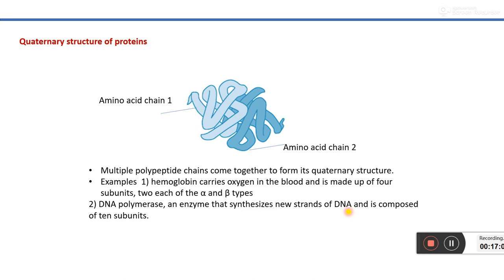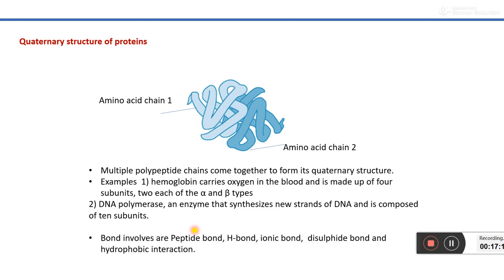The same types of interaction that contribute to tertiary structures also hold the subunits or polypeptides together to give quaternary structure. And what are those interactions? Those interactions are peptide bond, hydrogen bond, ionic bond, disulfide bond, and hydrophobic interactions. So this is all about the quaternary structure of the proteins.